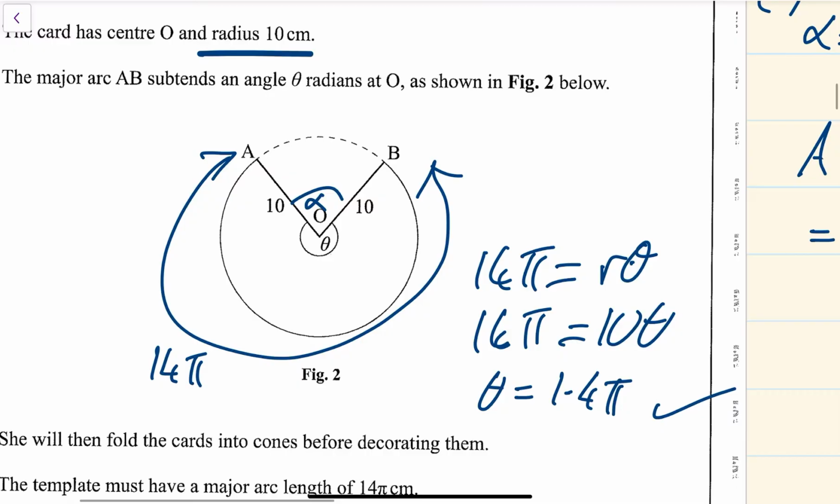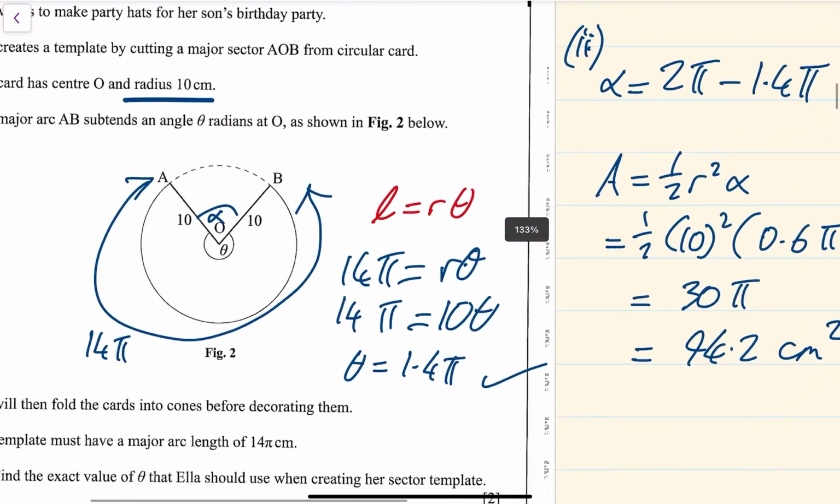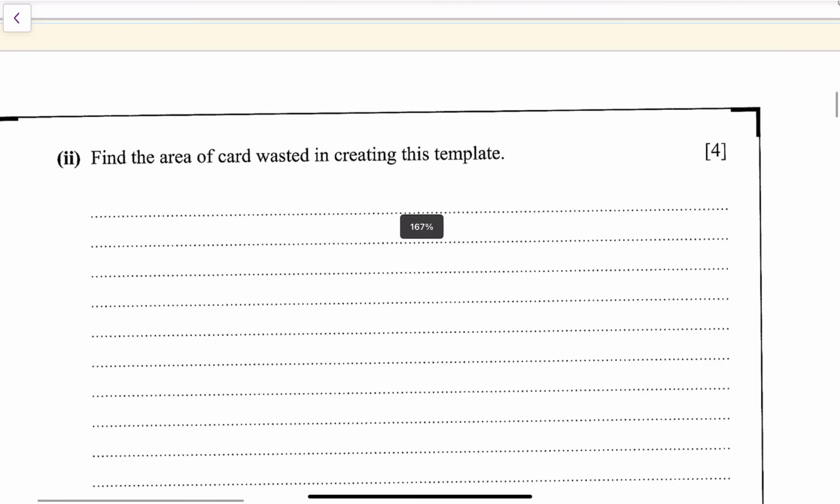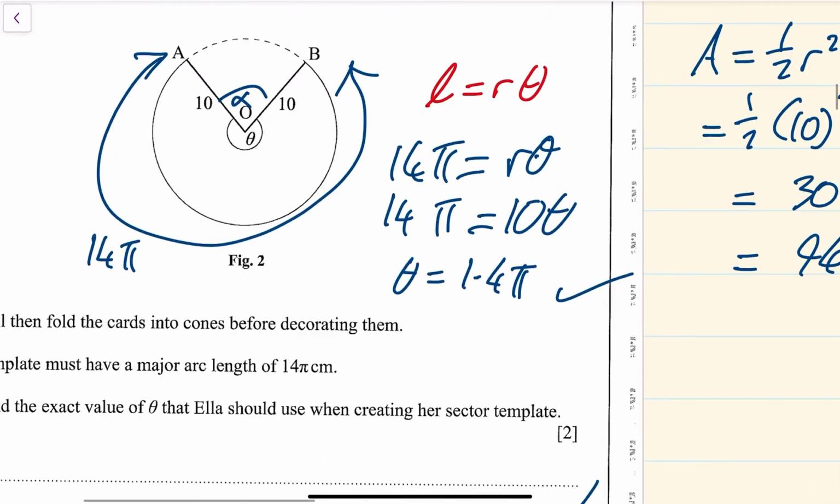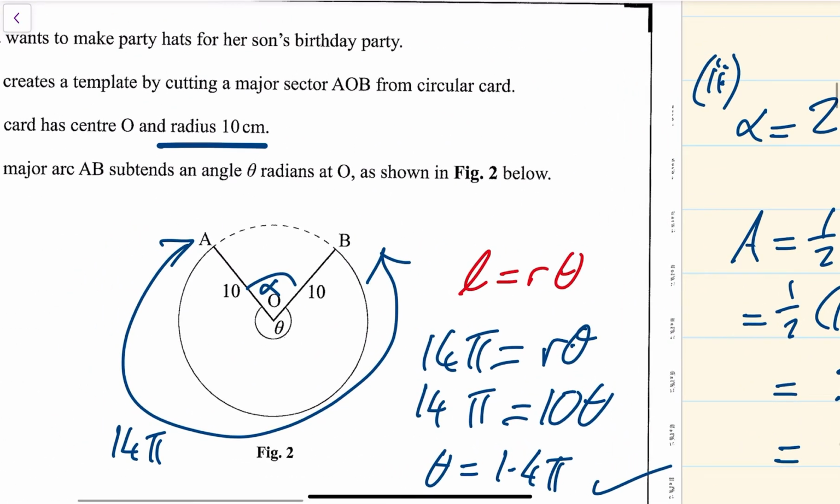Now the arc length is L equals r theta. So 14 pi equals r theta, and you know your r is 10, so 14 pi equals 10 theta, which means theta is equal to 14 pi divided by 10, so that's just going to be 1.4 pi. So that's what we get. Part 2, I've done it up here. It says find the area of the card wasted. The area wasted will be this shaded bit here, this bit in yellow.